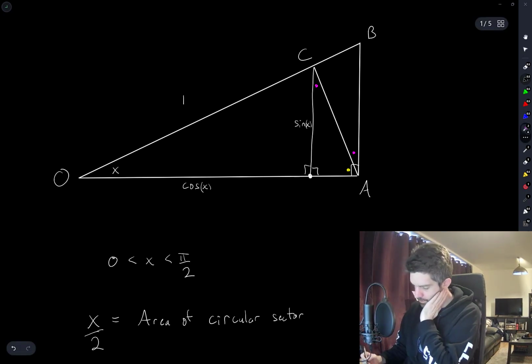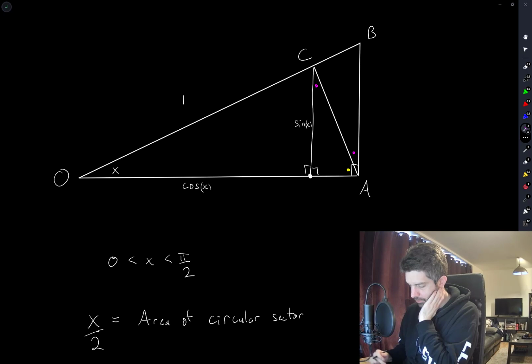Do we know, if this is equal to tan x, then the area of the large triangle is tan x over 2.